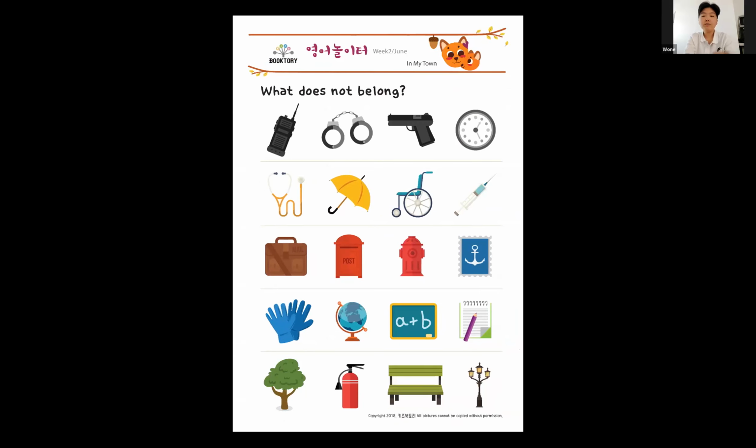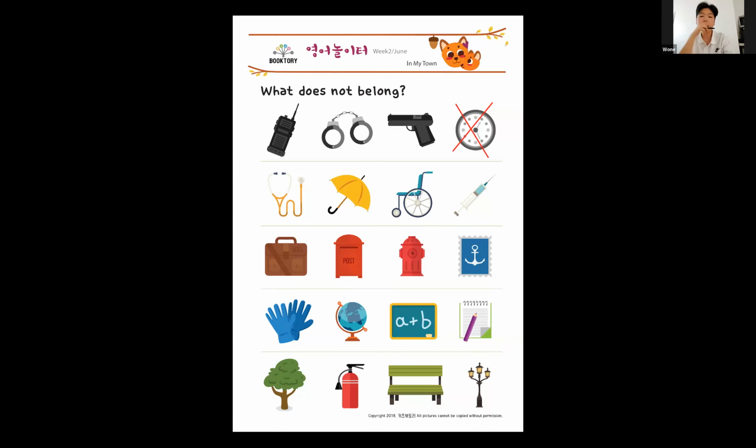So let's look. What does not belong? So the first items that I see are a walkie-talkie, handcuffs, a gun, and a clock. It looks like these items belong to a police officer, but something does not belong. I wonder what doesn't belong. I believe it's going to be this clock. I don't think the police officer needs a clock.